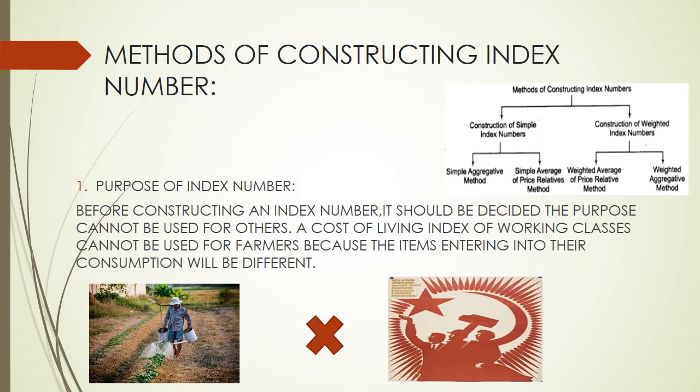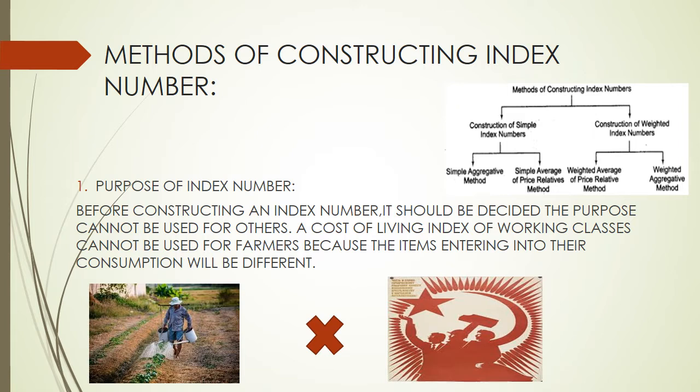The next one is methods of constructing index numbers. So we have a number of steps in order to construct an index number. The first one is the purpose of index number. Before constructing an index number, the purpose should be decided, because an index cannot be used for others. A cost of living index of working classes cannot be used for farmers, because the items entering into their consumption will be different.